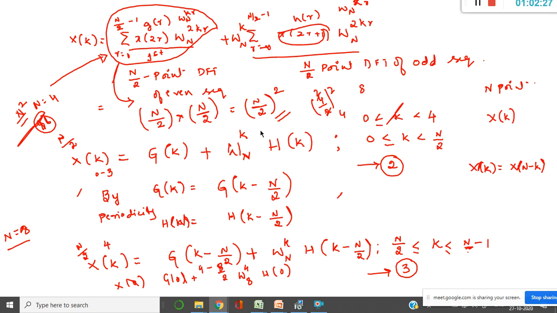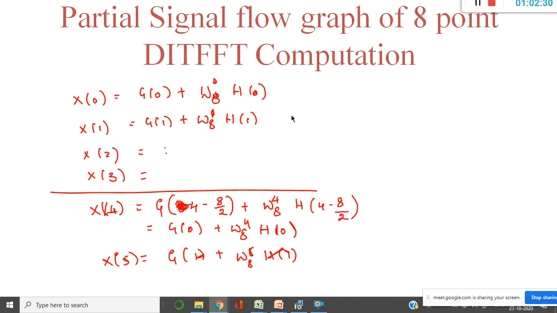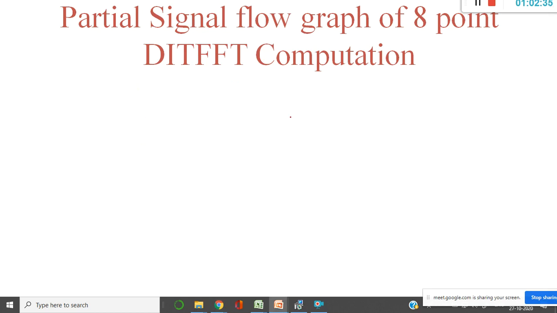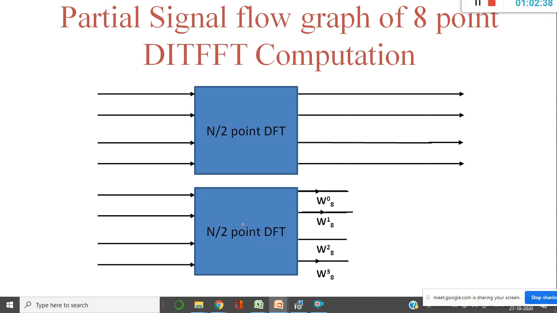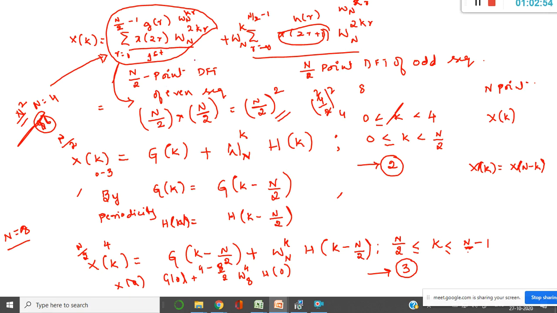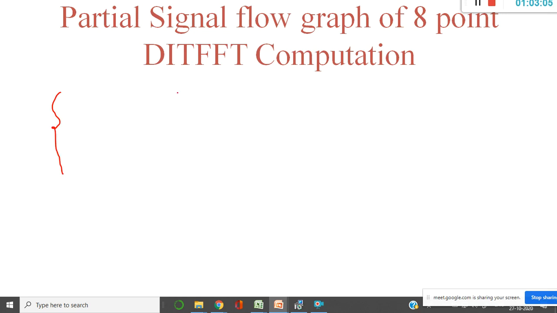So this is not over. I'll just show you the partial signal flow graph, how it looks. This is x of 0, x of 2, x of 4, x of 6. These are the even sequences, that's what we divide, right? And we go for n by 2 point DFT. Look at this, n by 2 point DFT is going to be calculated here. This is equation number 2 and equation number 3. You concentrate on these two equations. Should I write here?